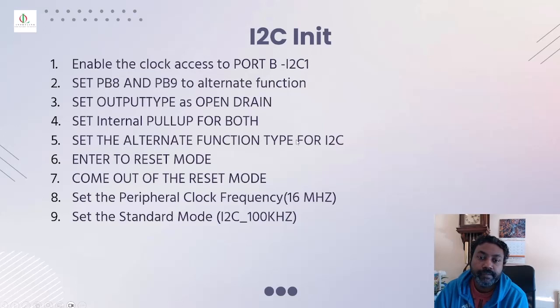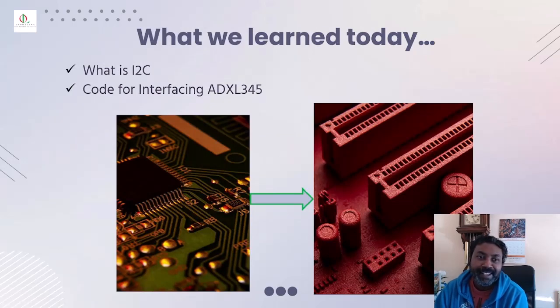Then set the alternate function type for I2C. You need to set that I2C bit as alternate function as you're going to use it for the output. Then it has to enter the reset mode and then come out of the reset mode. So these are all the steps. And then you need to set the peripheral clock frequency to 16 megahertz, and then set the standard mode as I2C 100 kilohertz. So there you go. Now you know what you're going to do.